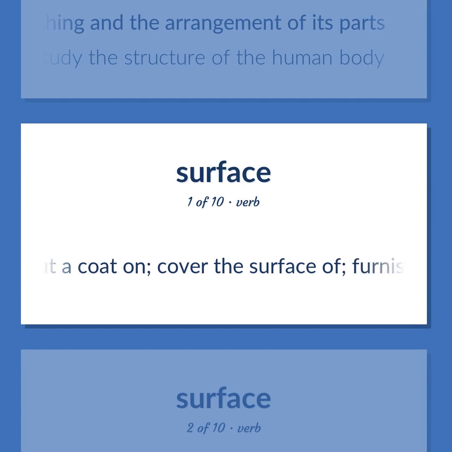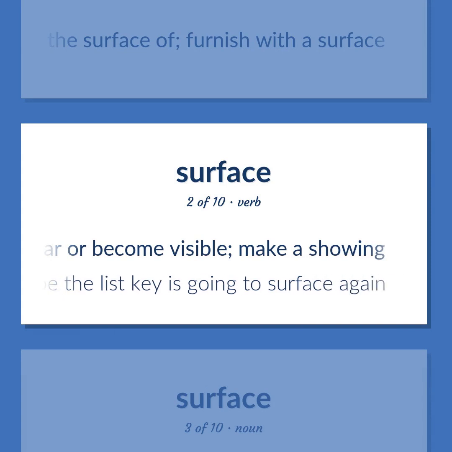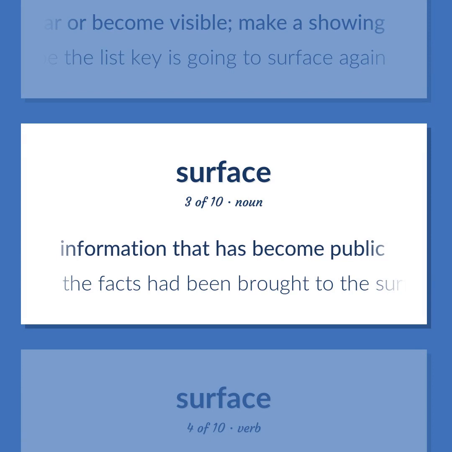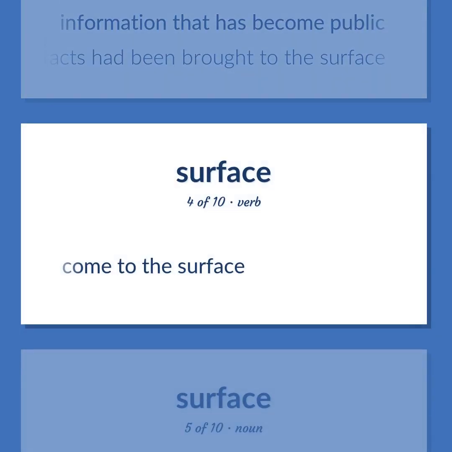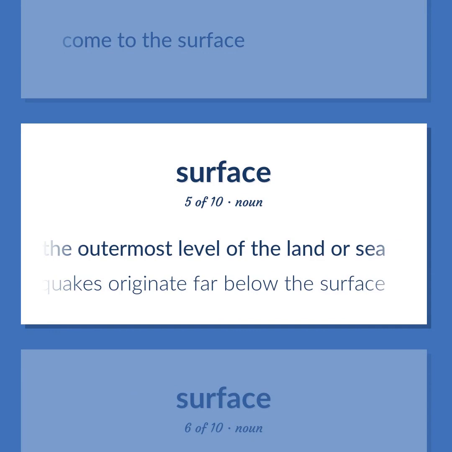Put a coat on. Cover the surface of. Furnish with a surface. Appear or become visible. Make a showing. I hope the lost key is going to surface again. Information that has become public. The facts had been brought to the surface. Come to the surface. The outermost level of the land or sea. Earthquakes originate far below the surface.